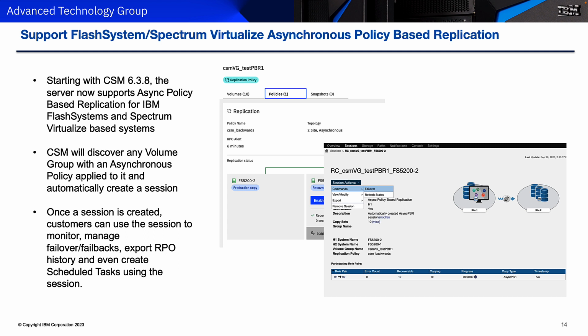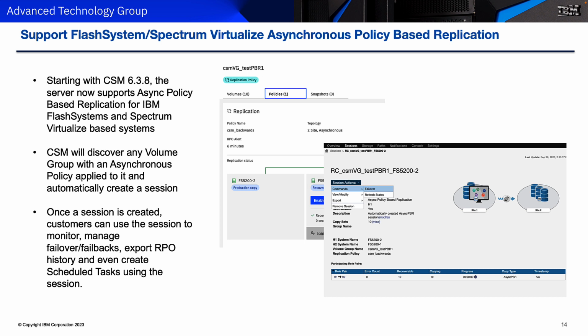So this is for the asynchronous policy-based replication. I know there's an HA policy-based replication out just recently. We do not support that yet in CSM, hopefully soon. But for now, with the 6.3.8 release, we support asynchronous. So how do we tackle this? We decided to tackle this similar to how we did the initial safeguarded copy.